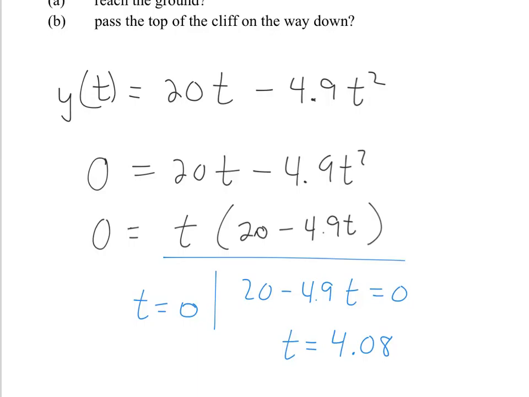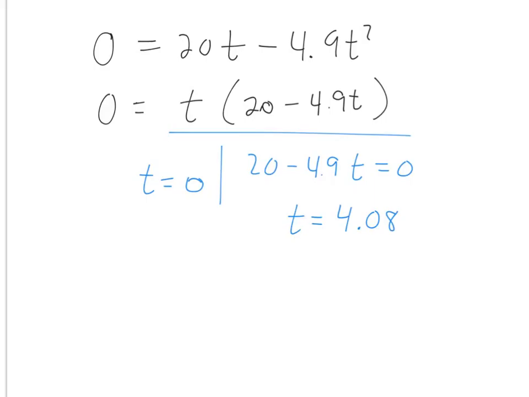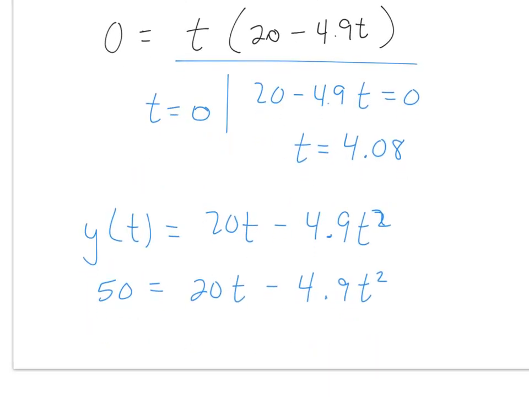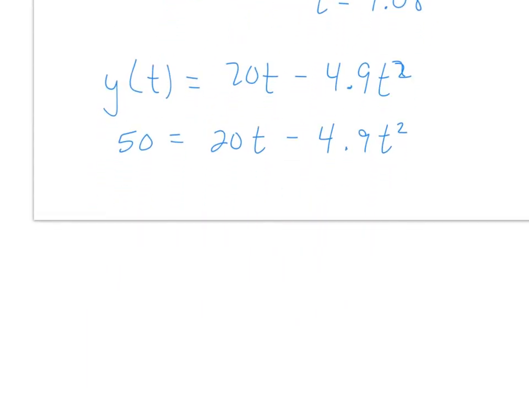And part B is saying, when is it going to pass the top of the cliff? So we know the height will be 50 meters. So we can set the height, which is y of t, equal to 50 meters. And now we'll recognize that we clearly have to use the quadratic formula. I'm going to write it in standard form. I'm going to move everything over to the left-hand side so that I have a positive a value. I know it sounds trivial, but it actually does help in your solution.